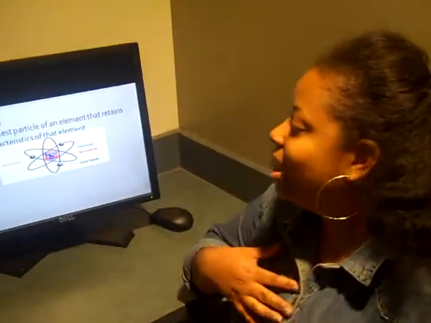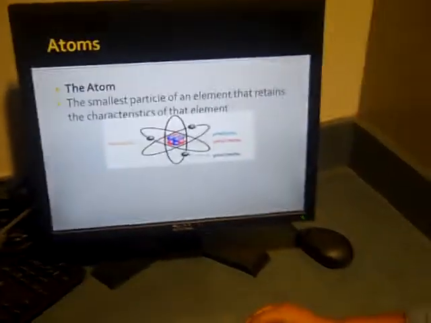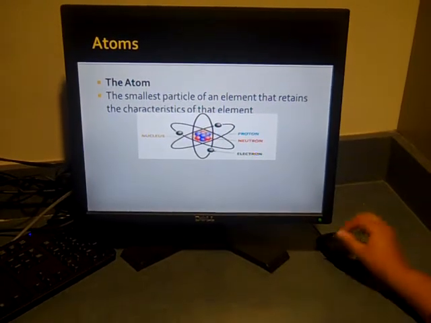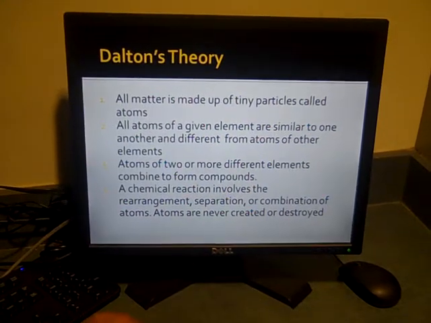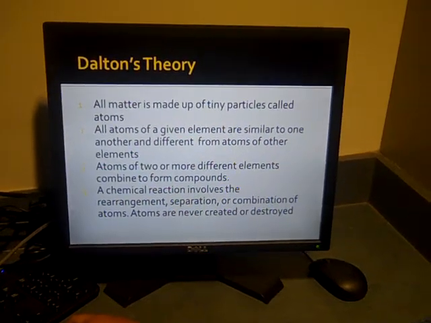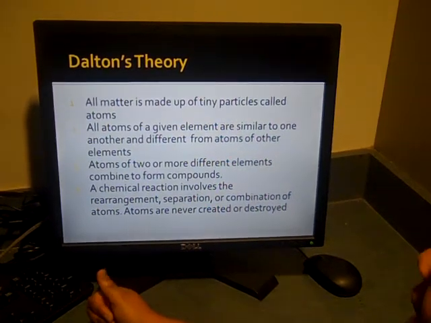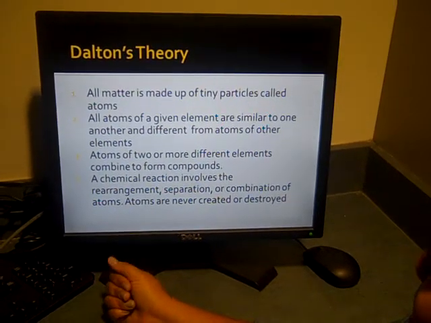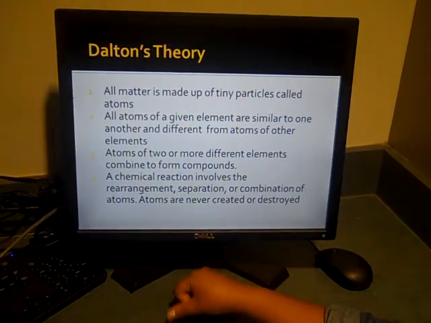Okay, my name is Paris Dean, and my part was atoms and their mass. An atom is a small particle of an element that retains the characteristics of that element. Dalton's theory states that all matter is made up of tiny particles called atoms. All atoms of a given element are similar to one another and different from atoms of other elements. Atoms of two or more different elements combine to form compounds.